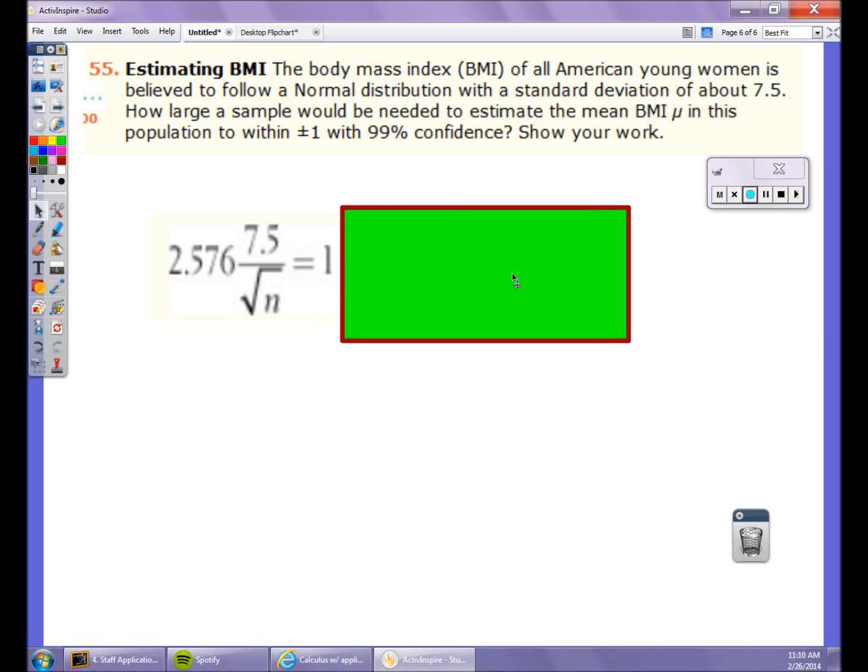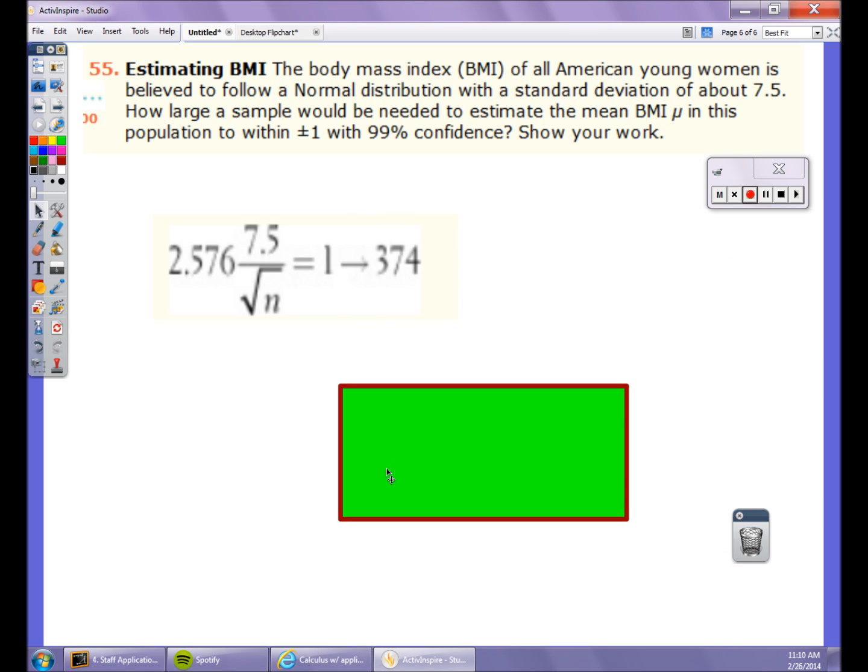The 99% confidence interval that would have a z star directly above that on this chart from the back of your book there is 2.576. So keep in mind that 2.576 is a z star, not a t star, because I know the population standard deviation. Set that equal to the standard deviation over the square root of n. Some fancy algebra with cross multiplying here, and you will get your sample size of 374.